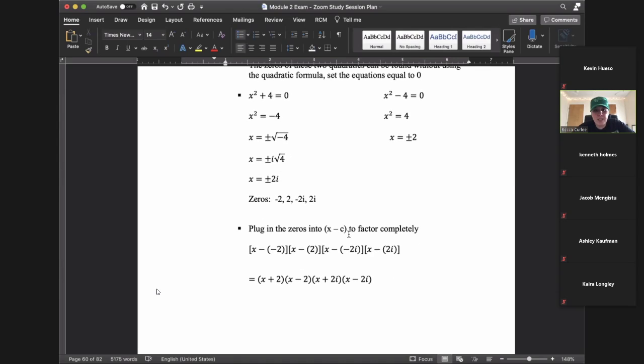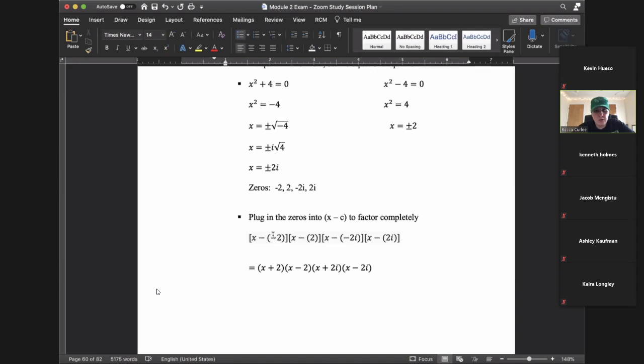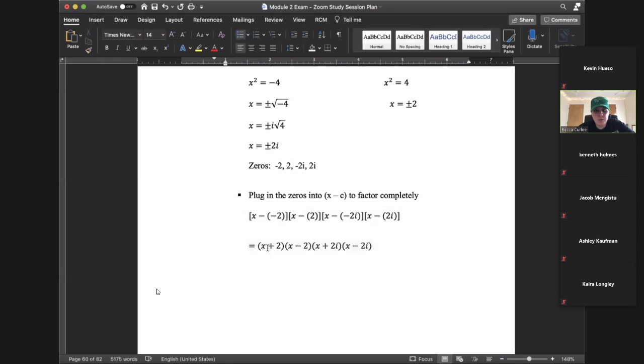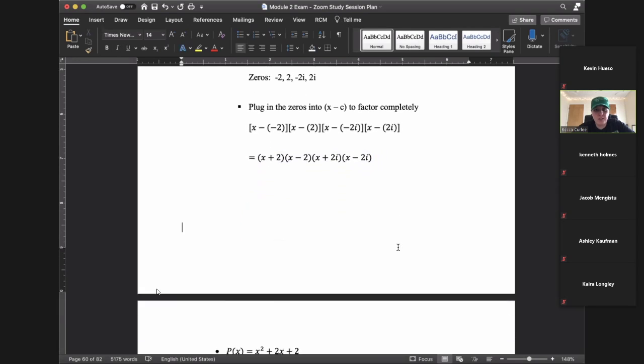So then you plug the zeros into x minus c to factor it completely. So you just take everything and do it as x minus c. So we're going to take our -2 and plug it into x minus c. We're going to take our 2 and plug it into x minus c. Take our -2i and plug it into x minus c, and take our 2i and plug it into x minus c. So that gives us x plus 2, because x minus a -2 is x plus 2. That's why we write it this way. That's why this zero is -2, because it's technically in the form x minus c. So then we've got x minus 2, and then we've got x plus 2i, because x minus a -2i is x plus 2i, and then x minus 2i right there. So that's how we factor it completely.